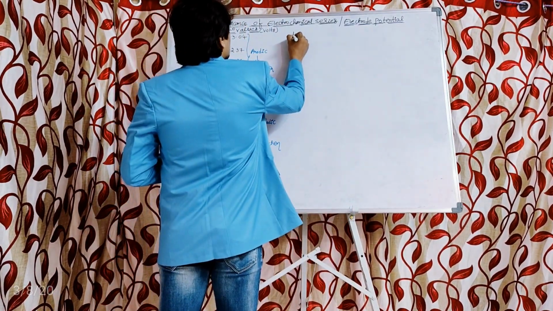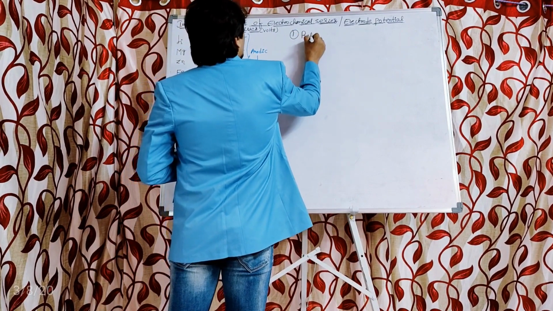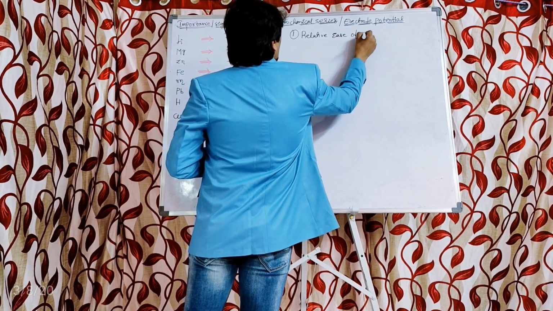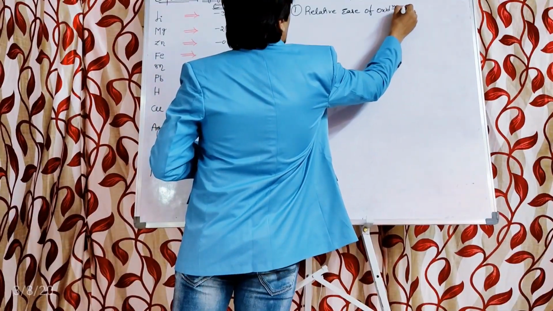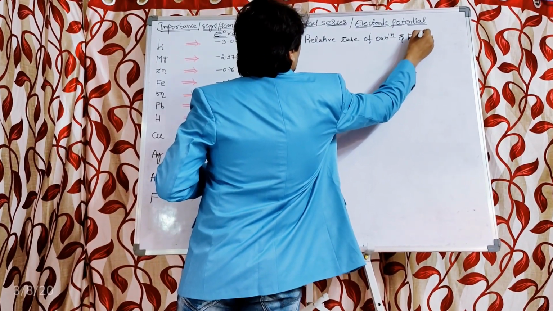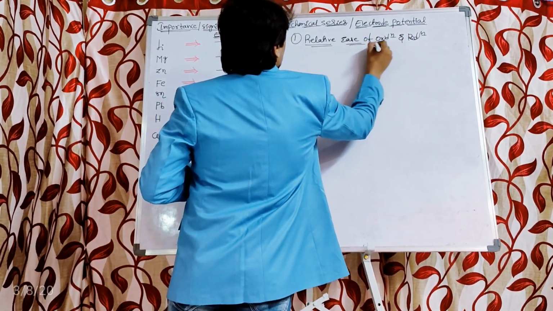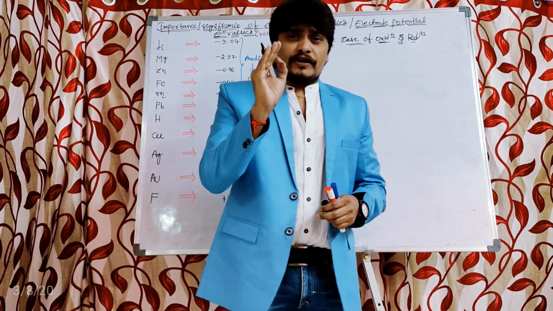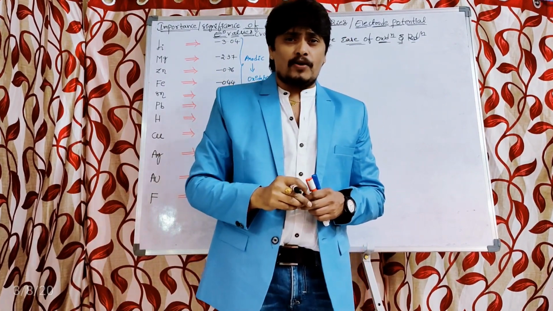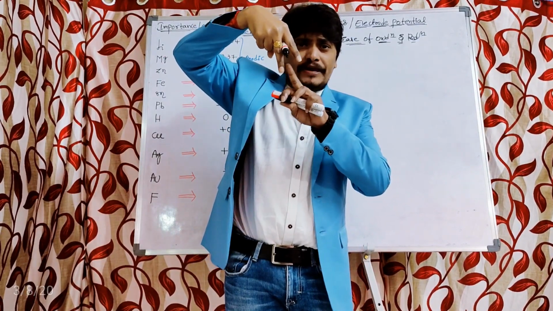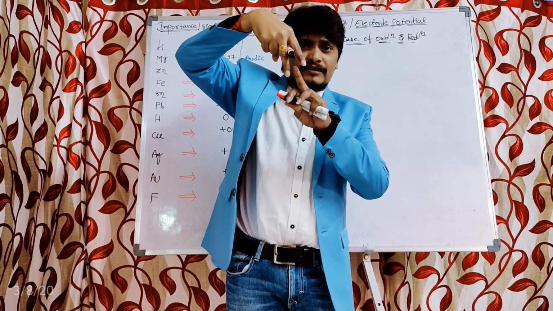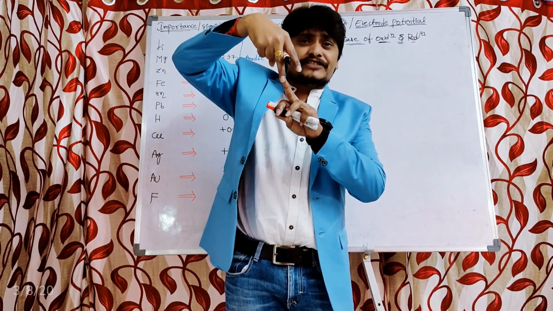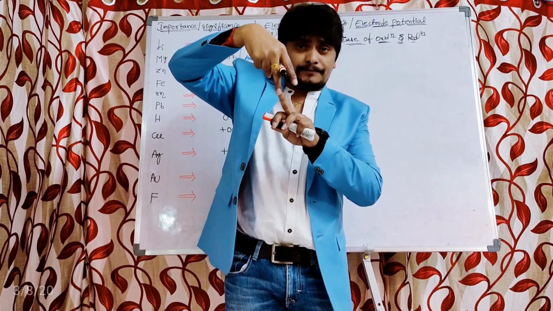The first one is that it gives the information about the relative ease of oxidation and reduction. That is, this electrochemical series gives the information about, among the two electrodes which have been connected in the electrochemical cell, which act as anode and undergo oxidation, and which act as cathode and undergo reduction.